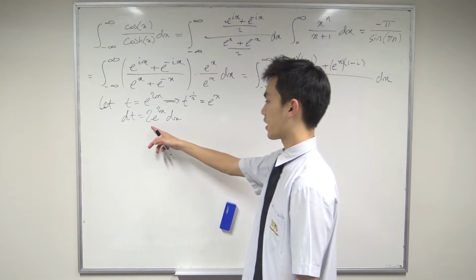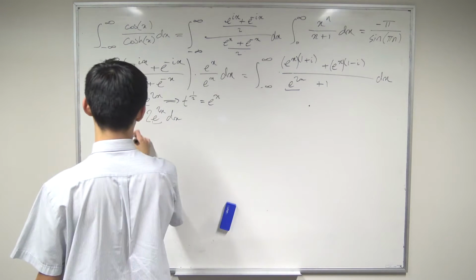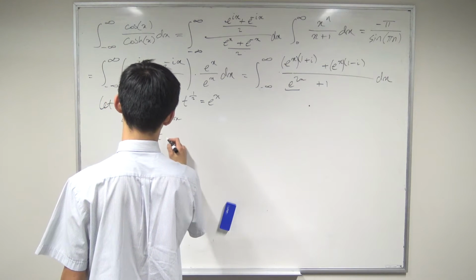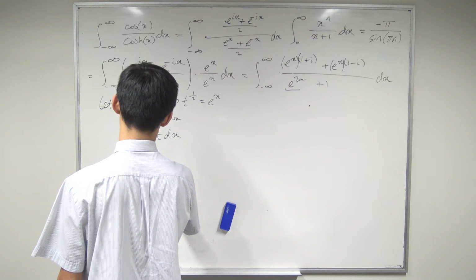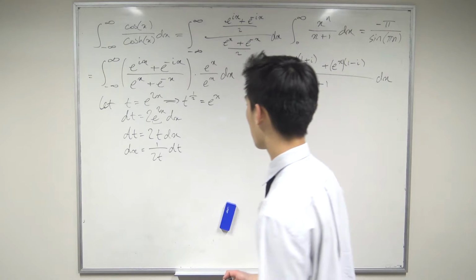And also one more thing right here. This e to the 2x, that's exactly our t. So dt is actually also 2 times t dx, which means that our dx is equal to 1 over 2t dt, like so. Now we can plug everything back in.